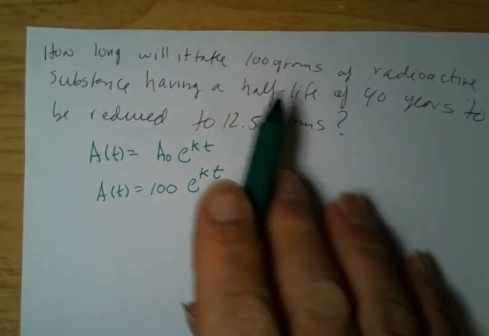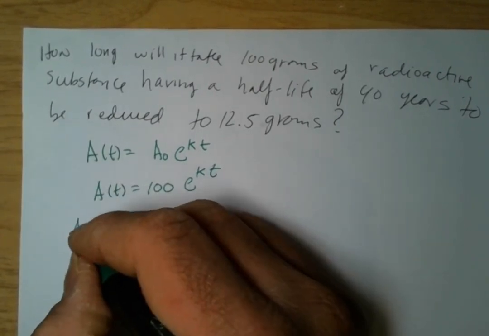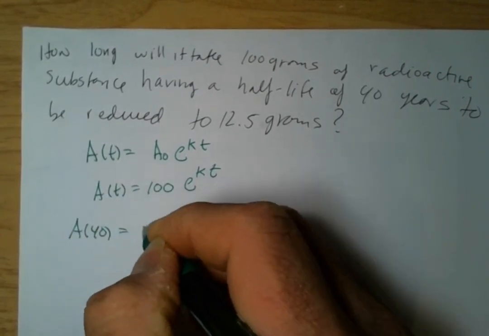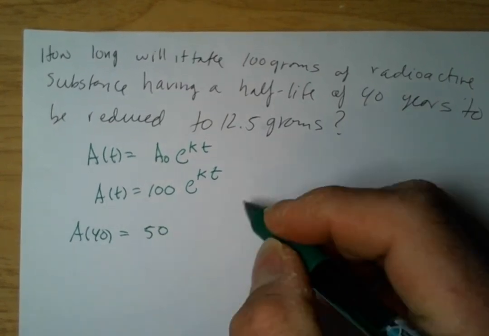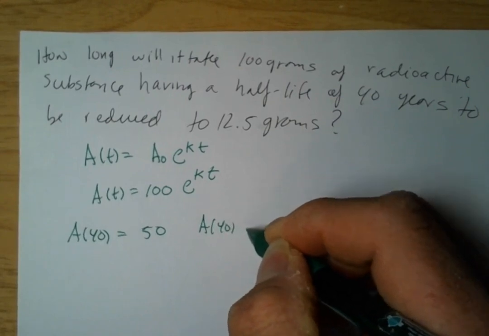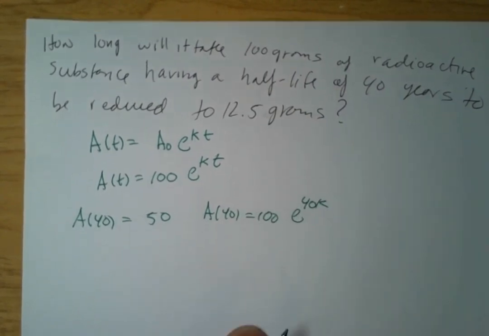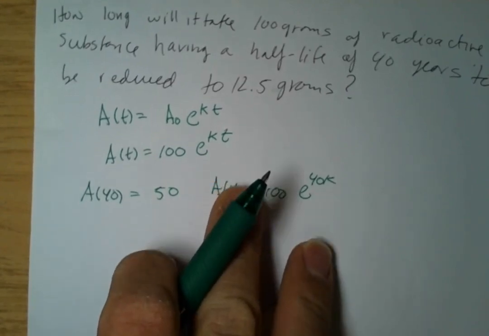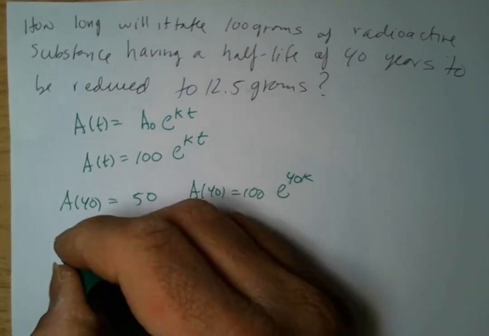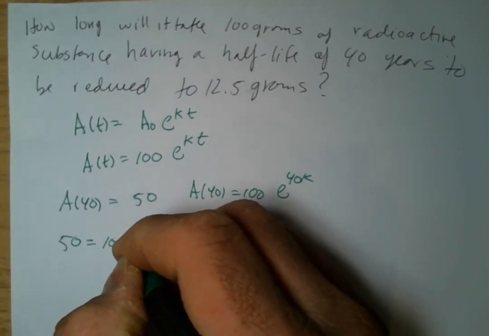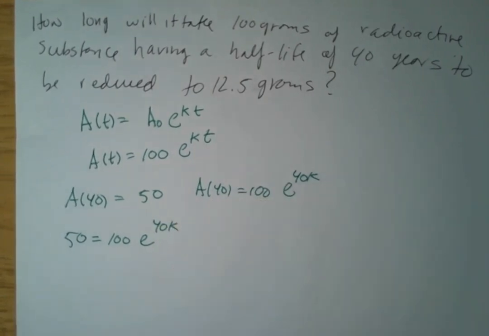And the half-life of 40 years means that A of 40 will have half of that 100, which is 50. But A of 40 is also equal to 100 e to the 40k. Again, same as the growth function, we have these two values, and then we set them equal to each other: 50 equals 100 e to the 40k.